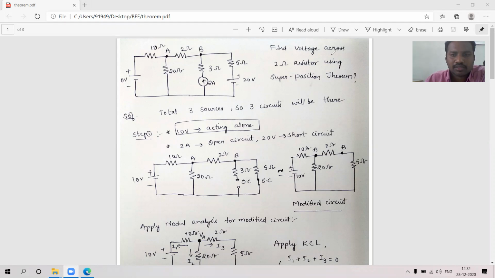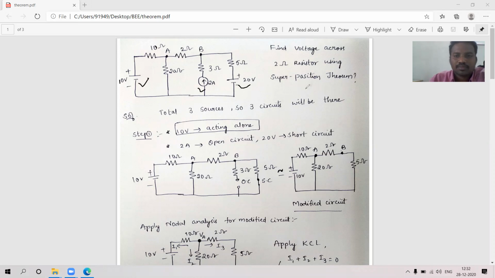Find voltage across 2 ohm resistor using superposition theorem in the following circuit. Okay, this is the question actually given. Here, this is the 10 volts voltage, 2 amps and 20 volts. Total 3 sources are given. Okay, 10 volts, 2 amps and 20 volts.